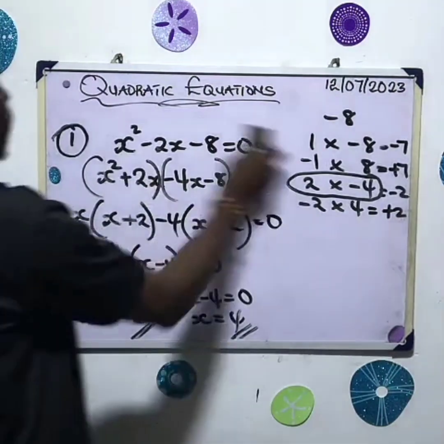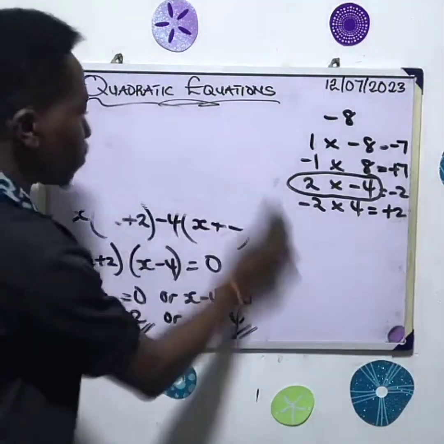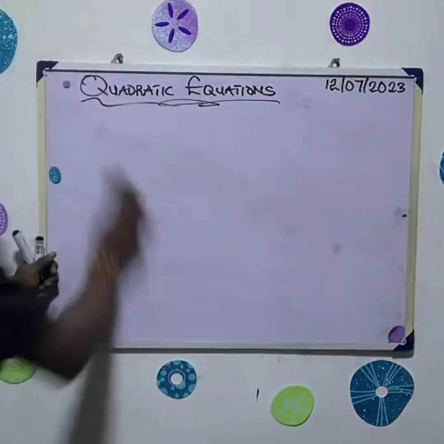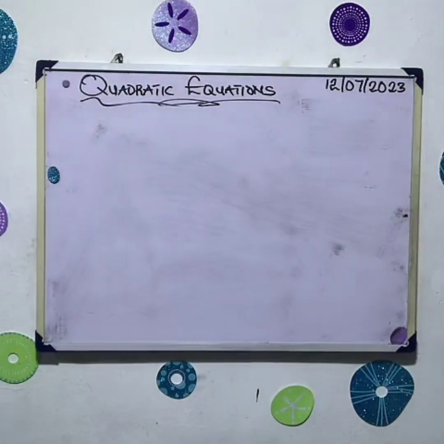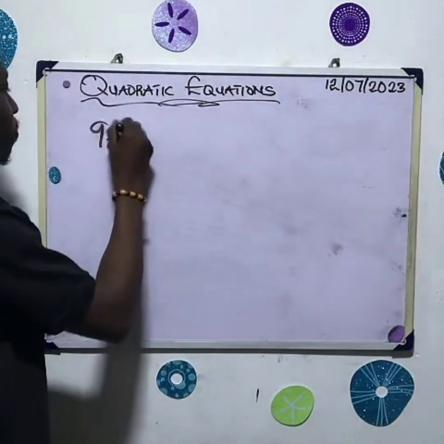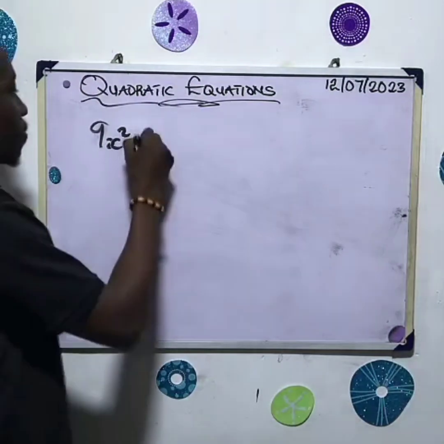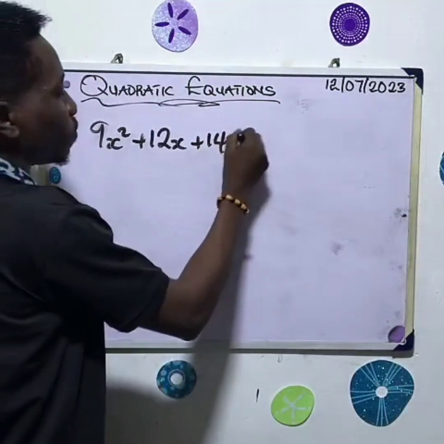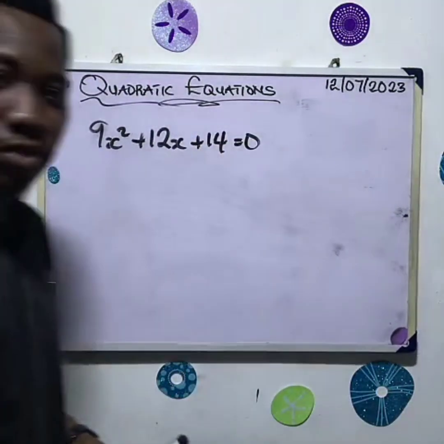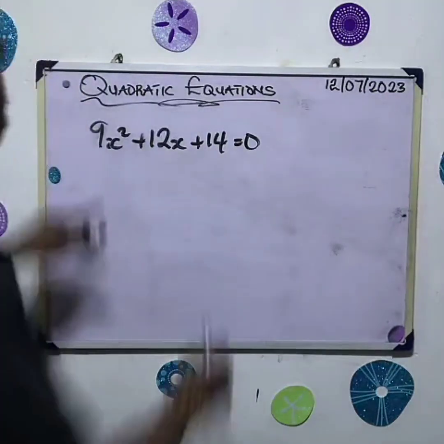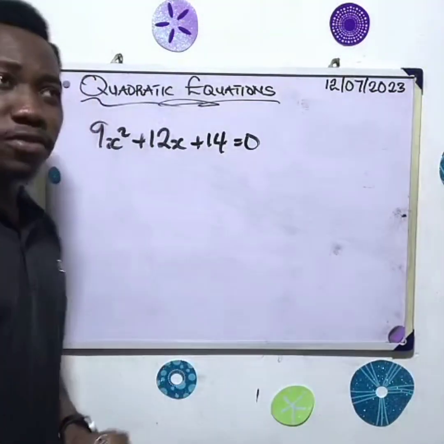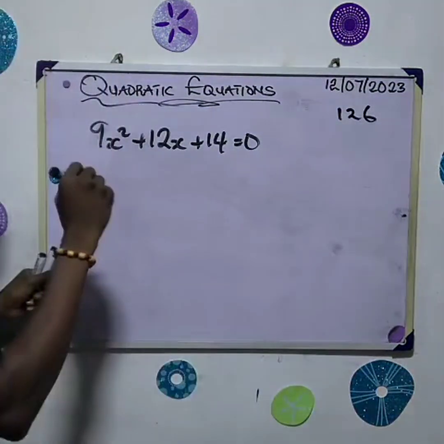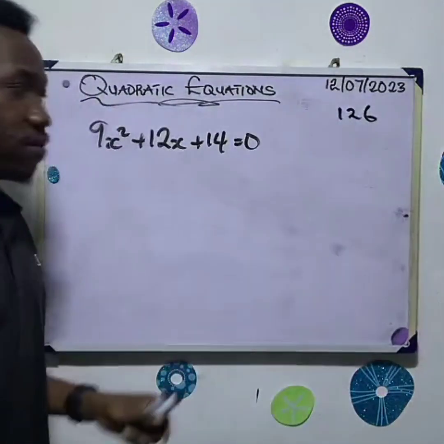Now the last one, the last one before we move on to what we have for today. The last one says 9x squared plus 12x plus 14 equals 0. Again, factorization. 9 times 14. What is 9 times 14? 90 and 36, 126. Okay. Am I correct? Yeah.